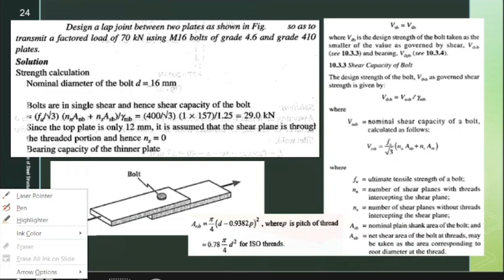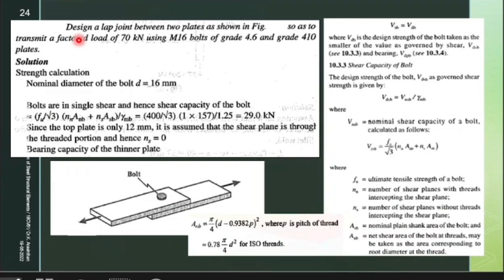Right now you will be designing a bolt connection. Here they have asked the content of lap joint. So what do you mean by a lap joint is, you know that if two members, this is member 1 and member 2, if these two have to be connected, then this type of joint is called a lap joint.